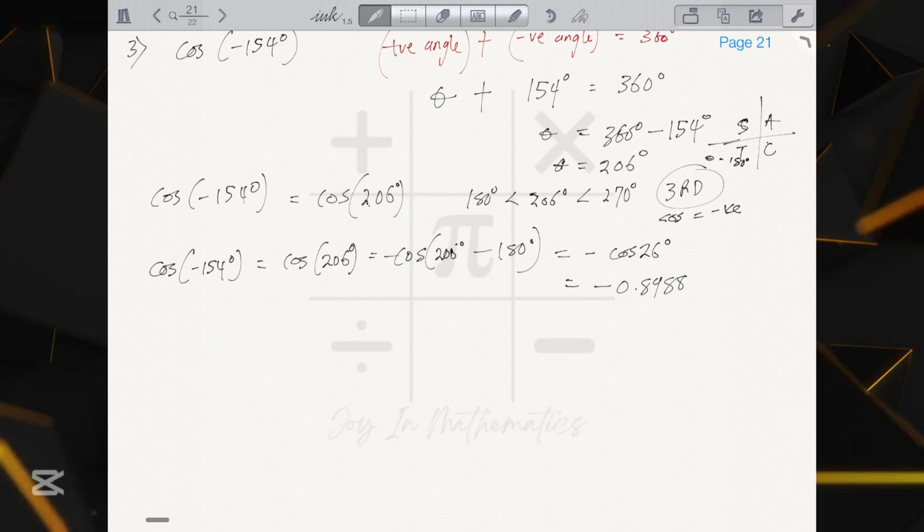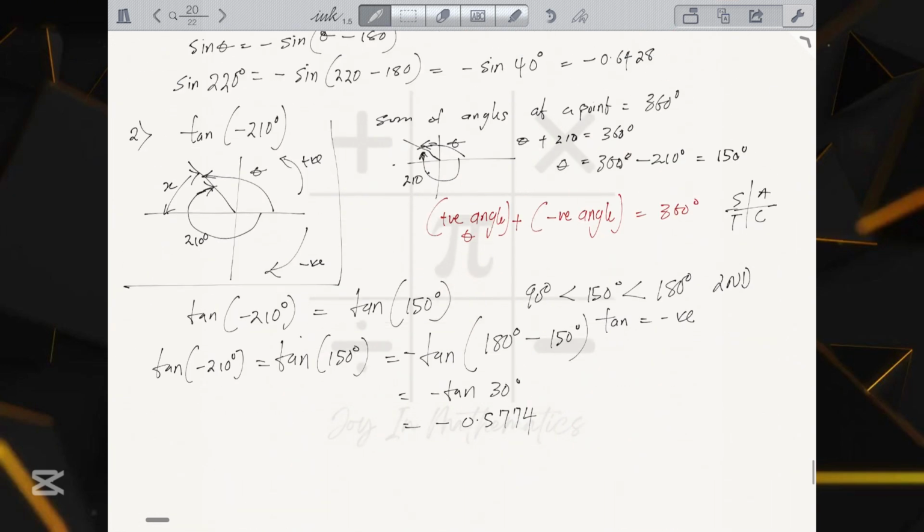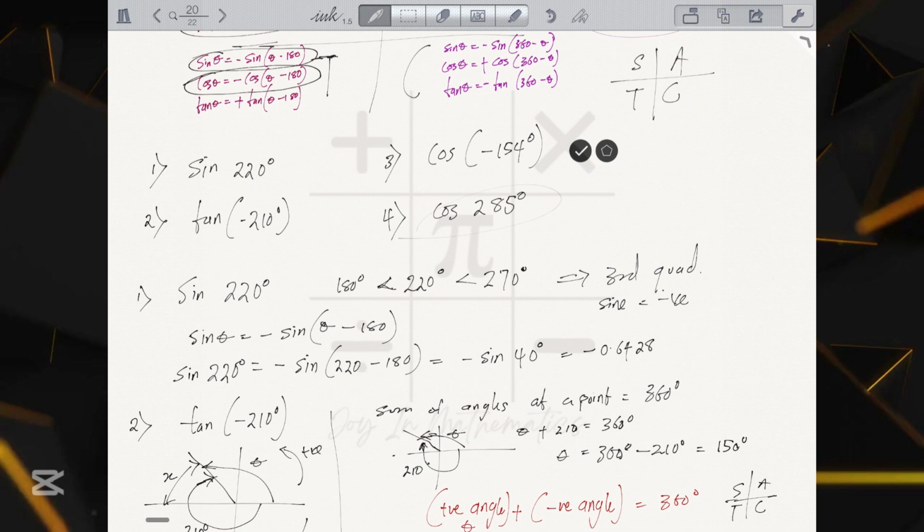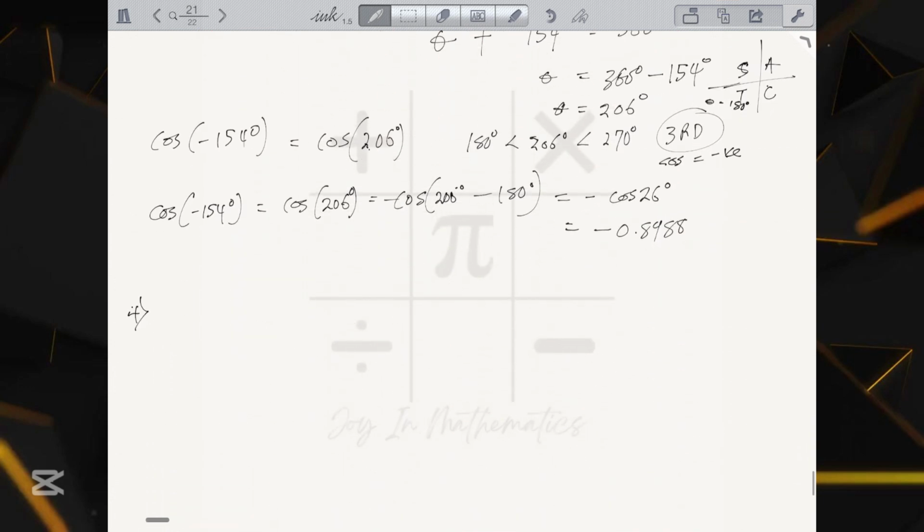And finally, question number 4. Question number 4 says we should evaluate cos 285 degrees. This question is direct since it does not involve negative angles. So in view of that, which quadrant is 285 degrees in? It is greater than 270 degrees, but less than 360 degrees. So therefore, it is in the fourth quadrant.